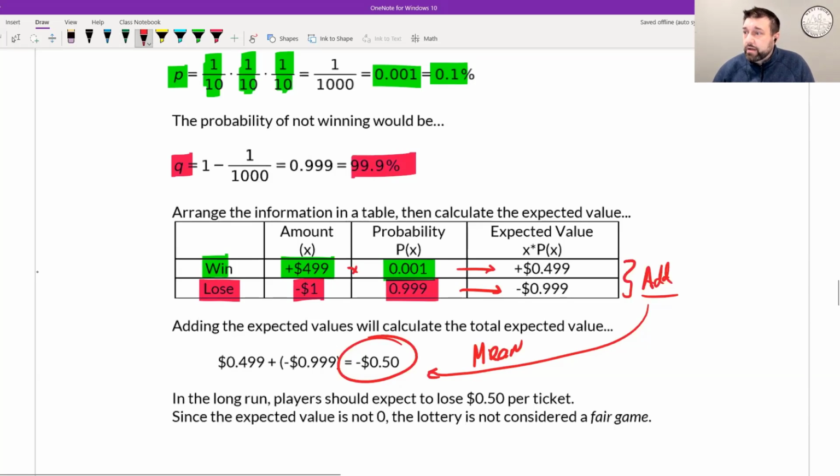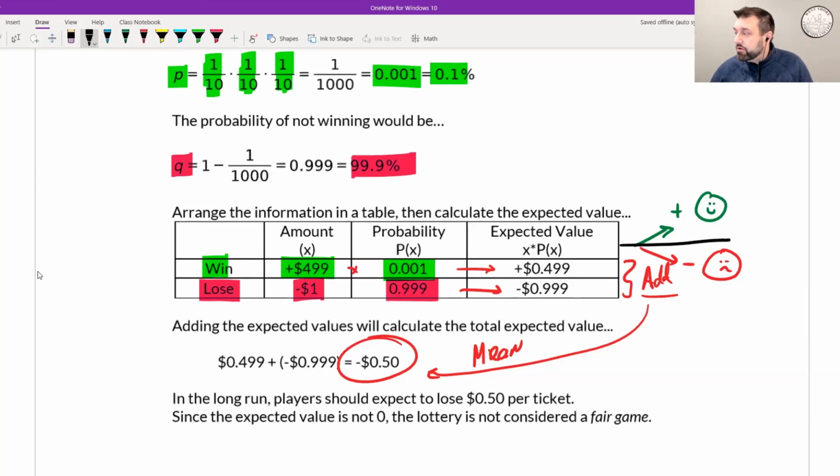If you end up playing this game and you add these together and you end up with a positive value, that's good. That means that you're going to make money. If you add these together and you get a negative number, that's bad. That means you're going to lose money. And if you add these together and you get 0, that is a fair game. That means you're neither going to make money nor lose money. It means that overall you're going to break even. And so those are sort of the 3 outcomes that you can have.